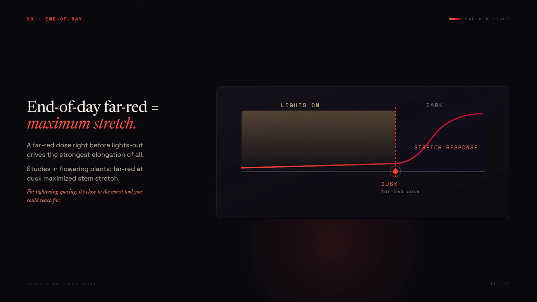A dose right before lights out, what people call an end-of-day treatment, produces the strongest stretch of all. Researchers studying flowering plants found that far red given at dusk maximized stem elongation. So if your goal is tighter spacing, an end-of-day far red dose is close to the worst tool you could reach for. It does the exact opposite of what it's being sold to do.